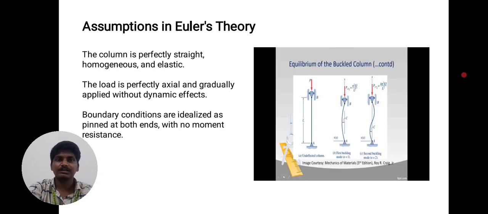Assumptions in Euler's theory. The column is perfectly straight, homogeneous and elastic. The load is perfectly axial and gradually applied without dynamic effects. Boundary conditions are idealized as pinned at both ends with no movement resistance.